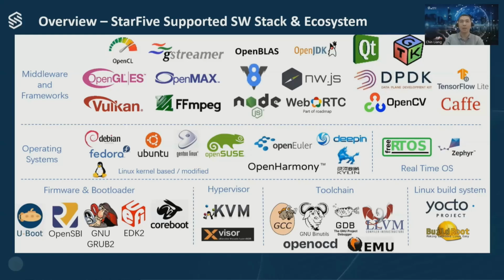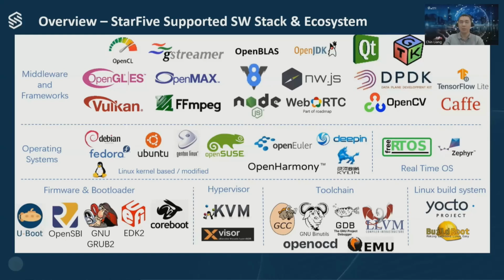Next is hypervisor, where we have successfully run both Type 1 and Type 2 hypervisors on our Dubhe core today. StarFive also maintains its own toolchain to ensure our customers can take full advantage of the high-performance StarFive CPU core. For Linux build systems, we support both Yocto and Buildroot in order to cater to the needs from small embedded devices to complex applications.